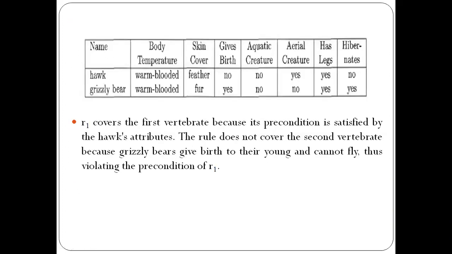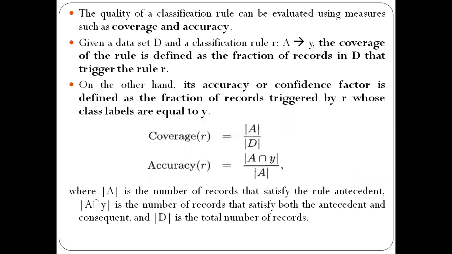Okay. So now coming to how we can check the quality of the rule. We must have some evaluation measures in order to check the quality of the rules. So we have got two evaluation measures: the first one is coverage and the second one is accuracy. These are the two measures we can use to evaluate the rules here, coverage and accuracy.